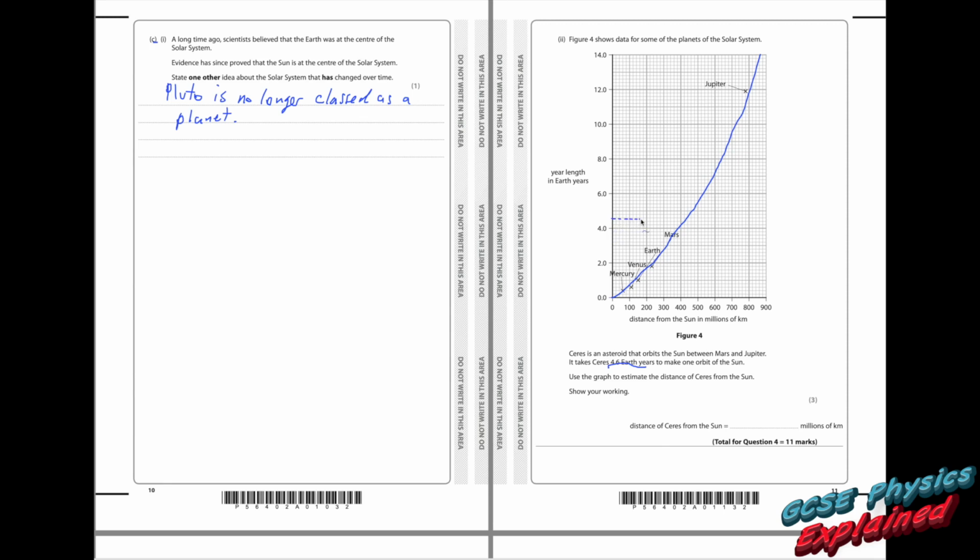If we come along here, and then if we pop down here, it looks like the distance of Ceres is about 420 million kilometres. If your line's slightly different to my line, don't worry about it. Maybe your line's better than my line. They always have a range of answers that they'll accept. What's important is that you show the examiner your technique. So I would always be putting the little dotted lines on.